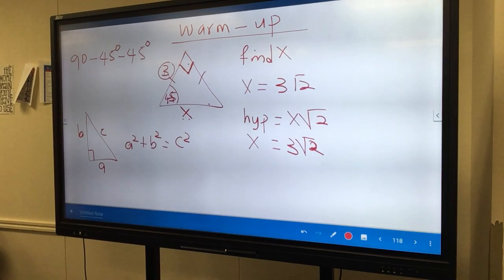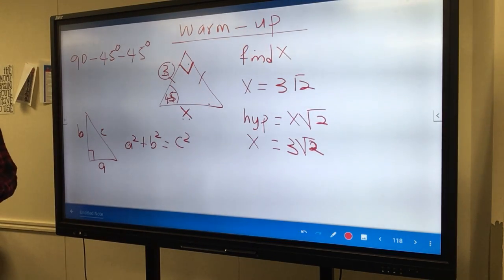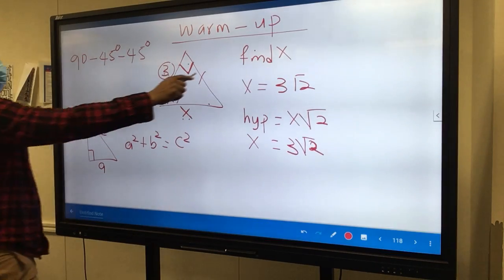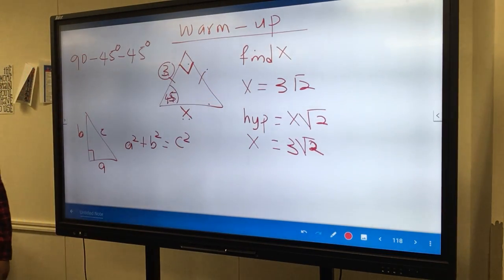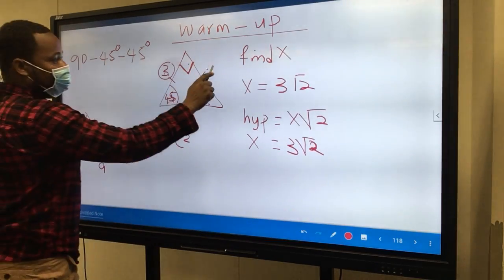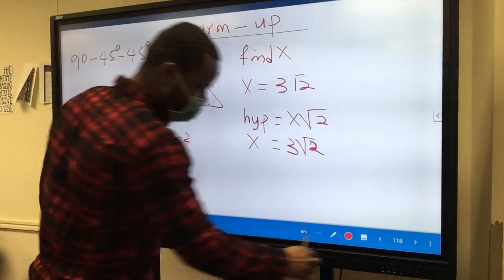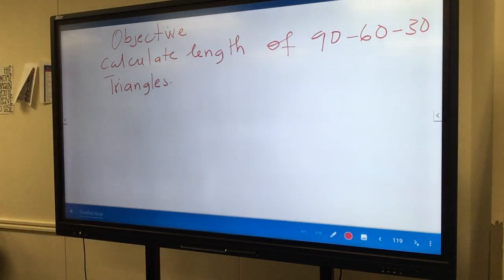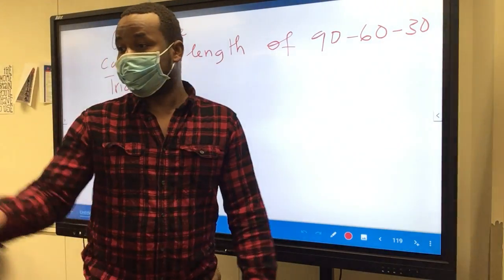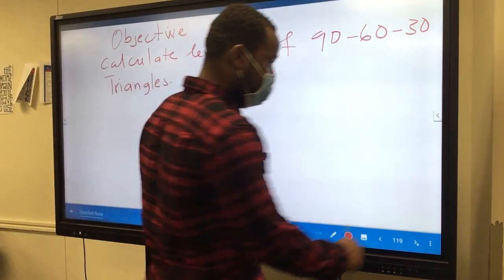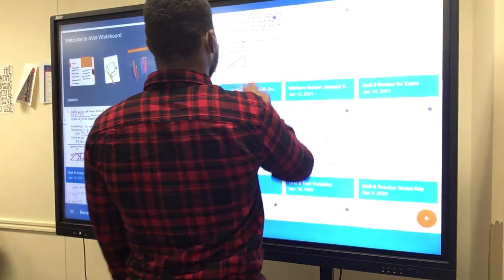Remember, this only works if we have a 90, 45, 45. Who can tell me what this side would be? 3, right? This side will also be 3. So remember, this only works. Now, there is another one we want to talk about. Our objective for today is, what if the triangle is not a 90, 45, 45, but rather a 90, 60, 30? So go to page 9.2, at the top there. And then, let me show you.